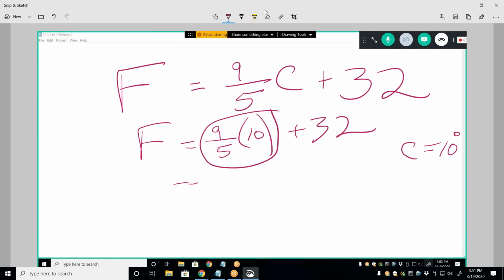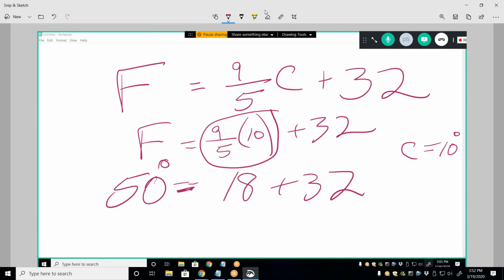10 divided by 5 is what? 2. 2 times 9 is 18. What was easier, doing that or doing 9 times 10, which is 90, divided by 5? Is it easier to do 90 divided by 5, or is it easier to do 2 times 9? 2 times 9. Okay. Plus 32. So the equivalent temperature of 10 degrees Celsius is 50 degrees Fahrenheit.